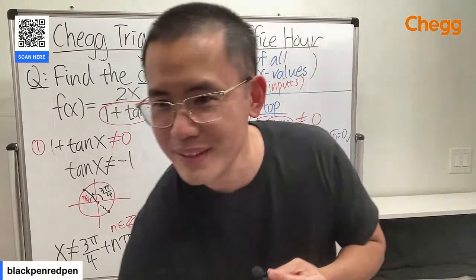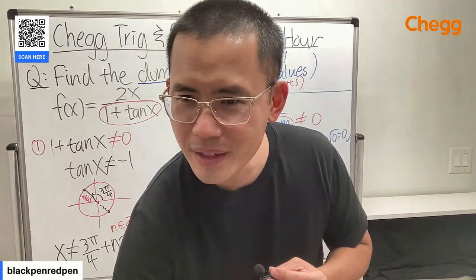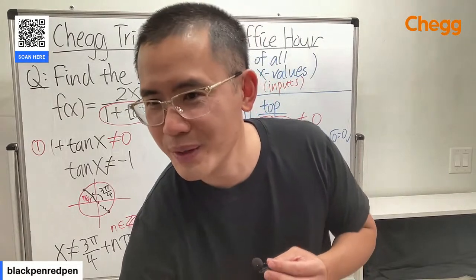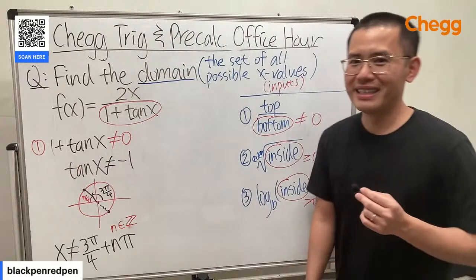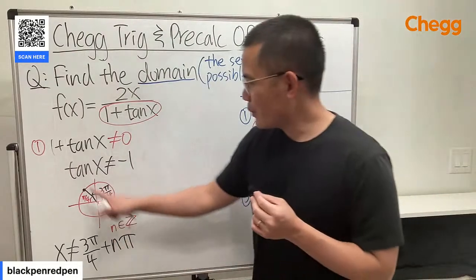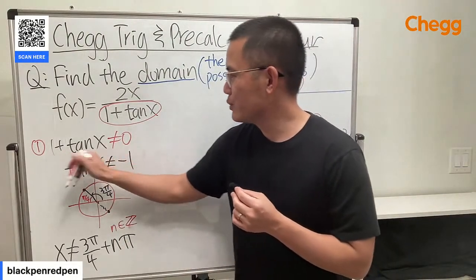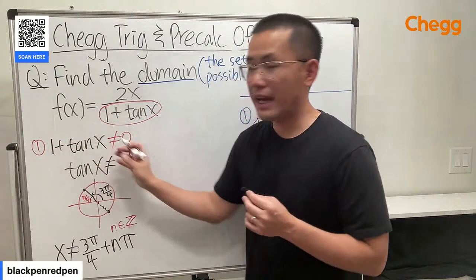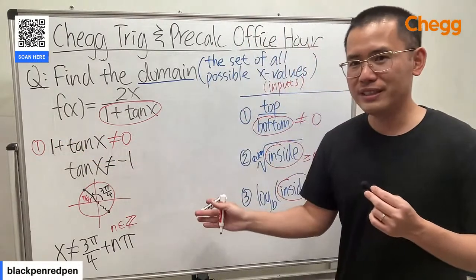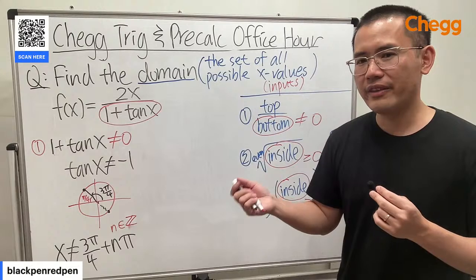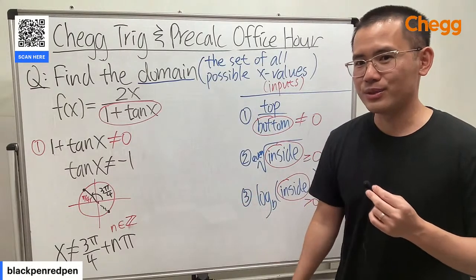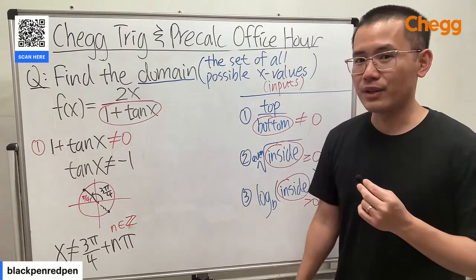Okay, I see a lot of the comments. If you wonder why it is not done, you're at the right place because we'll talk about it. Yes, you're right that we set 1 plus tangent x, which is the denominator, not equal to 0. That's great. But technically, there's another thing that we have to pay close attention to based on how the function is written.